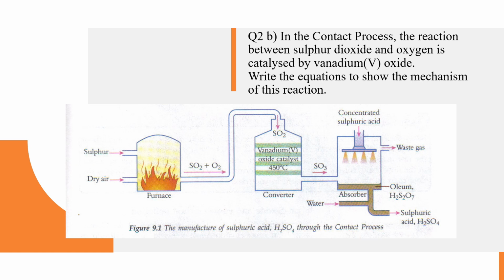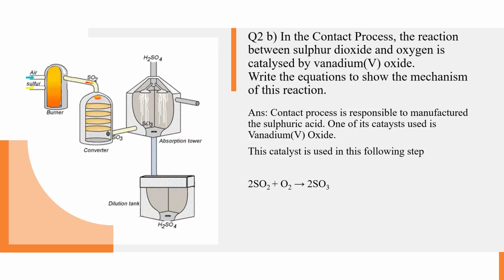The next question is, in the contact process, the reaction between sulfur dioxide and oxygen is catalyzed by vanadium(V) oxide. Write the equations to show the mechanism of this reaction. Nowadays, the contact process is one of the most important processes to manufacture sulfuric acid. One of its catalysts is vanadium(V) oxide. This catalyst is used in the following step: 2 moles of SO2 react with 1 mole of O2 to produce 2 moles of SO3.